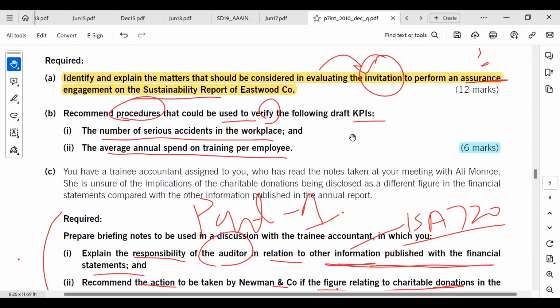So the part 2 article was asking for a separate engagement and the matters you should consider in accepting the engagement on sustainability information. And then can you look at the second part? The second part is asking for procedures, recommend the procedures. And the procedures are number of serious accidents, that is social, average spend on training, that is social. So procedures on the social KPIs.